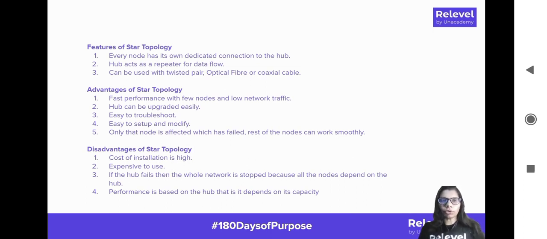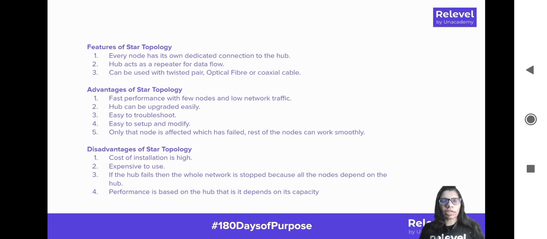It would be easy to troubleshoot as the devices are not directly connected to each other but are connected through a hub. It is easy to set up and modify. You don't have to modify all the other nodes just to modify one node, as all the nodes are connected separately to the hub. Only that node is affected which has failed.